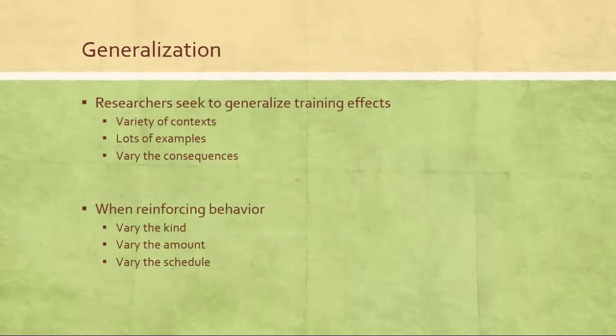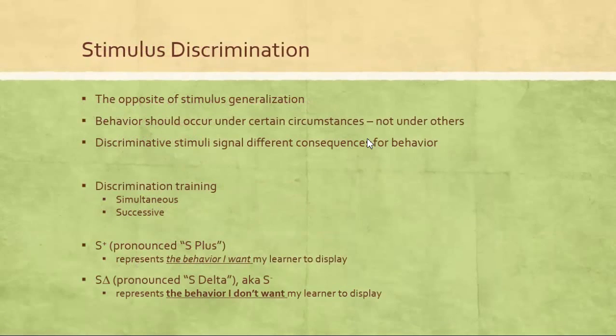So now we're going to get into the opposite of stimulus generalization, which is stimulus discrimination. This is the tendency for behavior to occur in certain situations, but not in others, to occur in the presence of certain stimuli, but not in their absence.